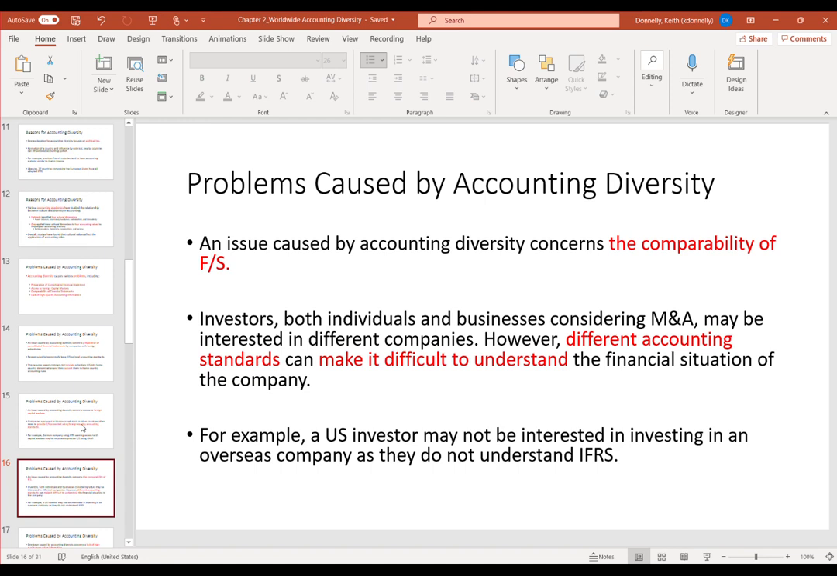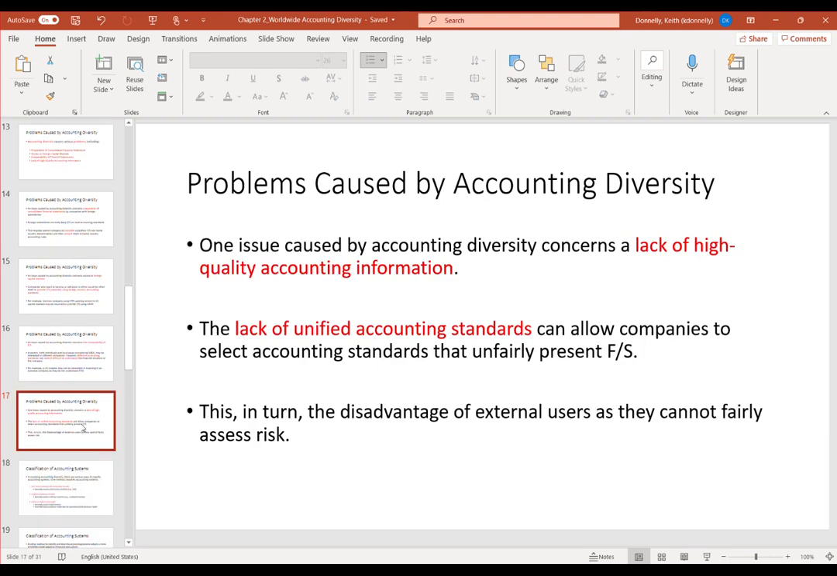So as I have here, right, if you're a U.S. investor, you may not be interested in investing in anything overseas. Yeah, sure, you can show me those financial statements from an overseas company, but I can't reasonably interpret them to make an informed decision as to whether I want to invest in this business. So comparability is an issue.